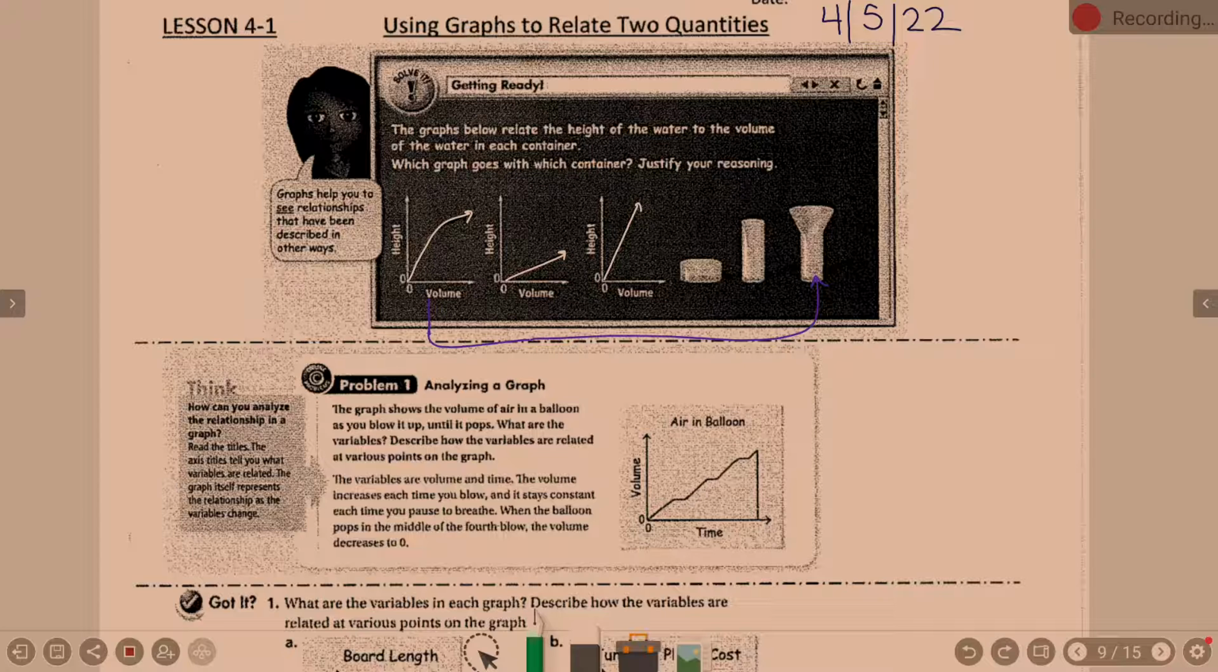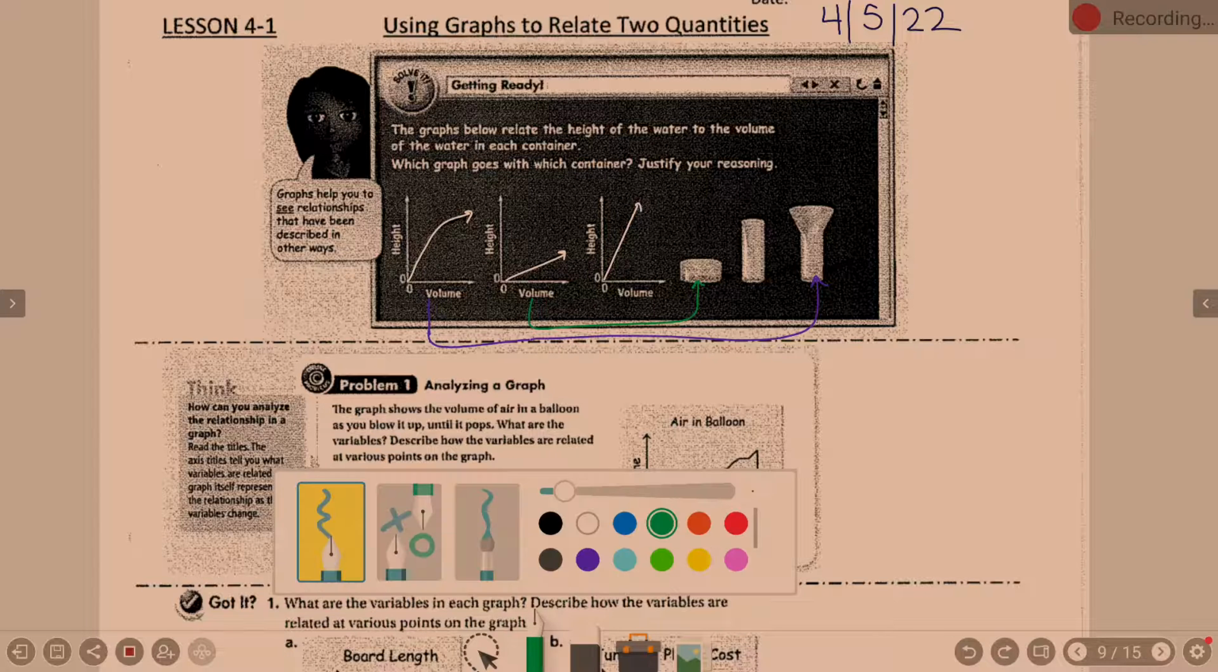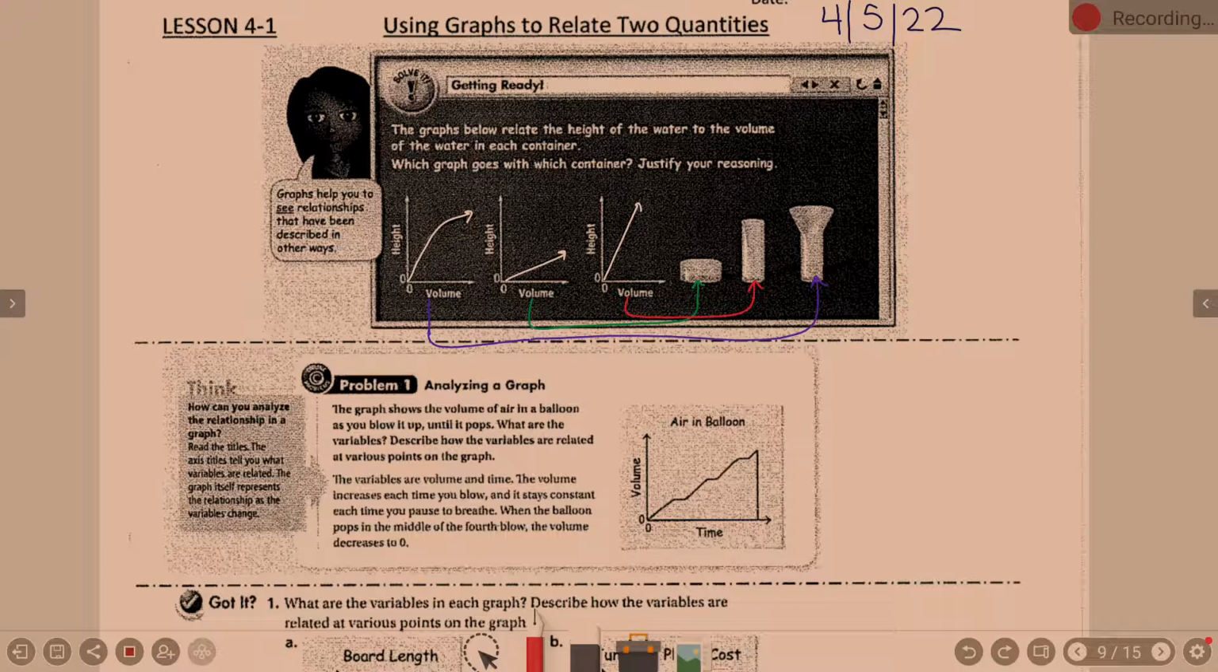The second graph goes with what? The first one. And that's because as the volume's increasing, the height is slowly increasing, right? You've got a slower piece. And then that leaves this third graph to go with the second container. And this is more, as your height is increasing, the volume is increasing quickly, right? It's going up quickly. Okay, so those are some of the things we want to be able to look at.